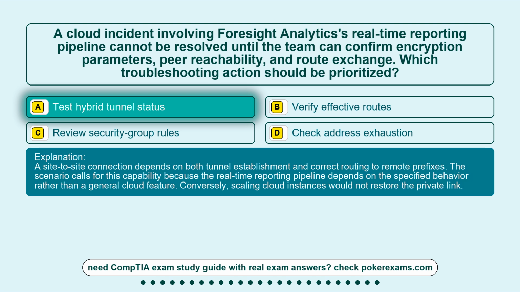A site-to-site connection depends on both tunnel establishment and correct routing to remote prefixes. The scenario calls for this capability because the real-time reporting pipeline depends on the specified behavior rather than a general cloud feature. Conversely, scaling cloud instances would not restore the private link.